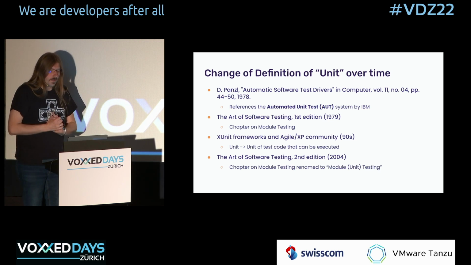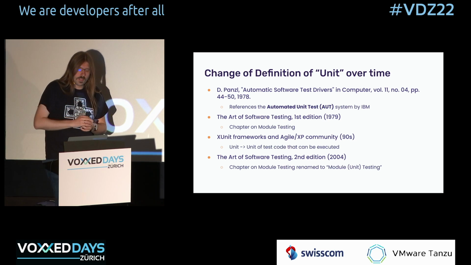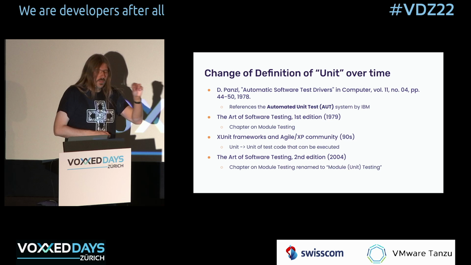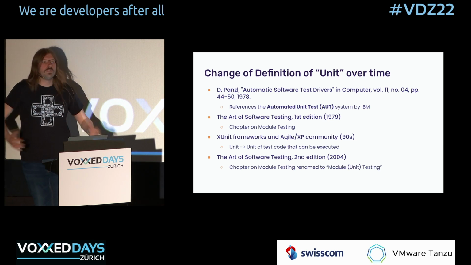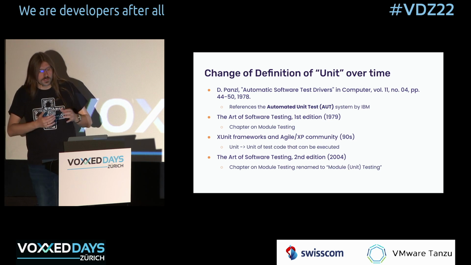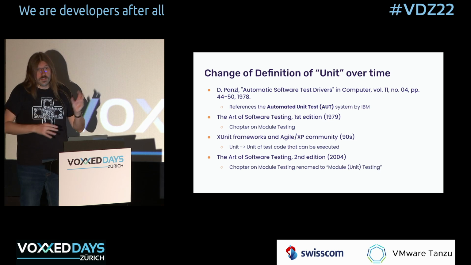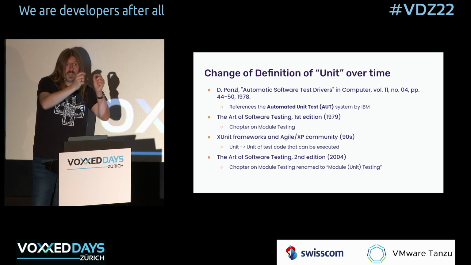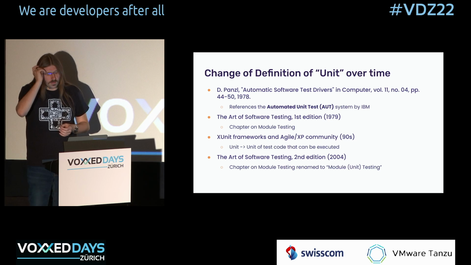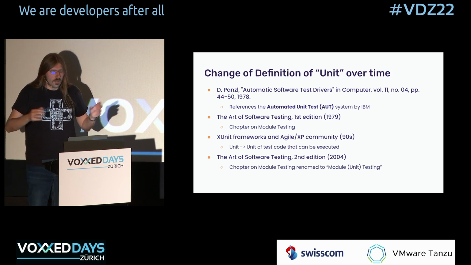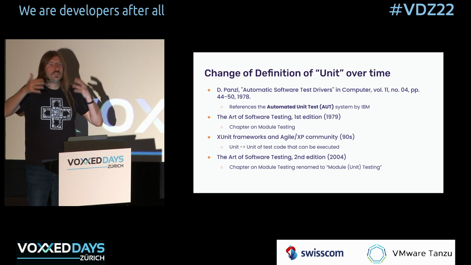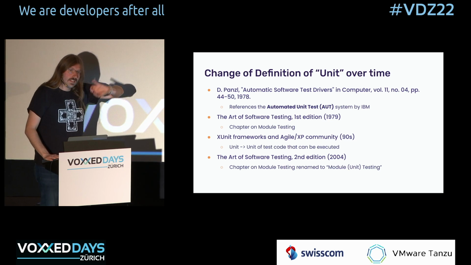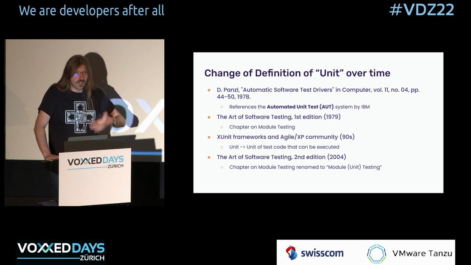And then something interesting I found out. In '79, we had a book come out, The Art of Software Testing, which was quite famous in the software engineering industry and the testing industry. And there is a chapter on module testing. Okay. Then in the 90s, we have the rise of all those xUnit frameworks from the Agile communities, from the extreme programming communities. And their unit was very often defined as a unit of test code that can be executed, not necessarily the unit under test. And then something interesting happened. The new version of the software testing book renamed the chapter on module testing to module and unit testing, but the content didn't really change. Yeah? So I found it very interesting how the meaning of unit testing suddenly changed over time and just, I don't know, accidentally cargo-culted through the industry.